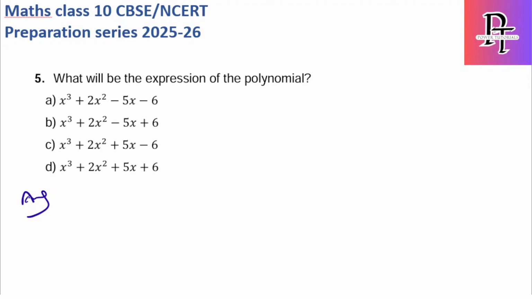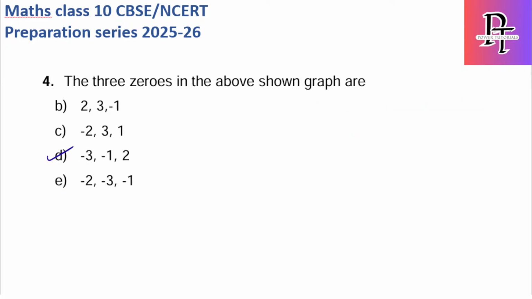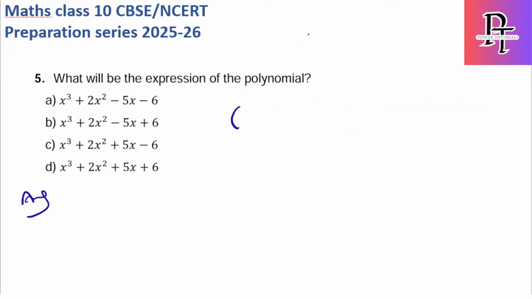What will be the expression of the polynomial? Okay, so this can be solved in 2 ways. I will solve both the ways. So first I will solve using expression. So what are the zeros we got? Minus 3, minus 1, 2. Minus 3, minus 1 and 2. So simple.